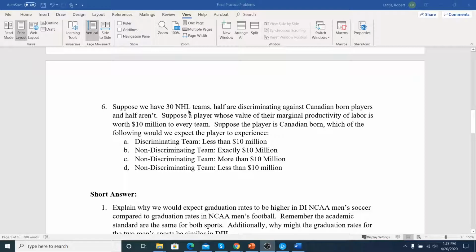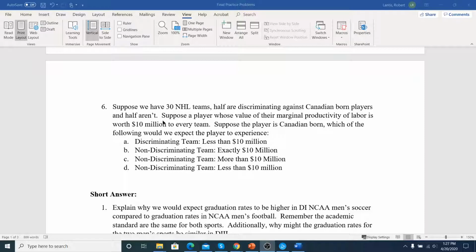Suppose we have 30 NHL teams. Half are discriminating against Canadian-born players and half aren't. Suppose a player whose value of their marginal productivity of labor, remember the demand curve is the value of the marginal productivity of labor, and the actual value is he's worth $10 million to every single team.